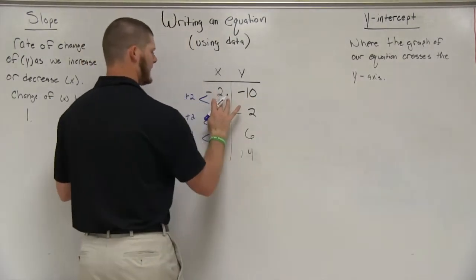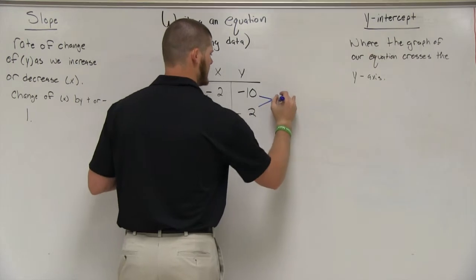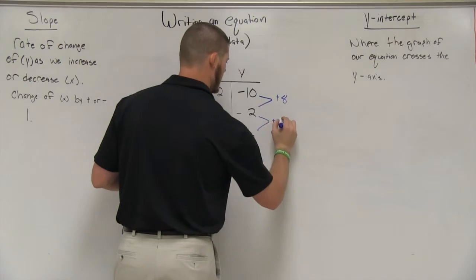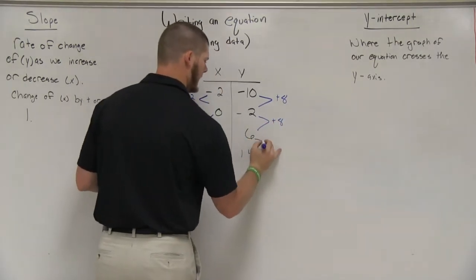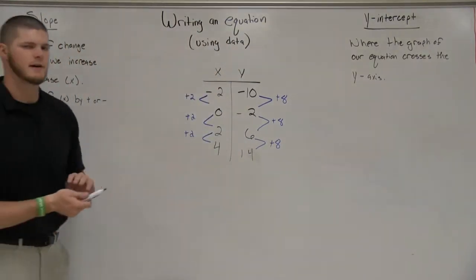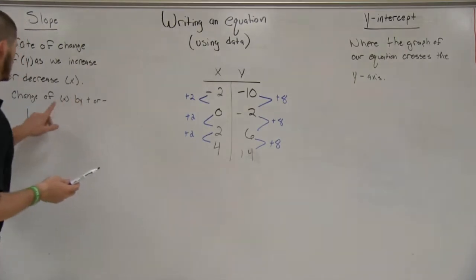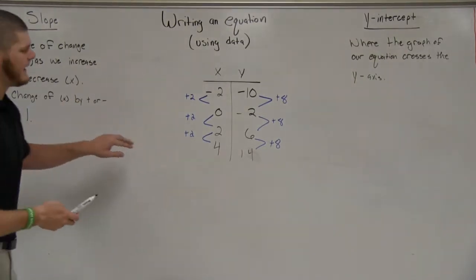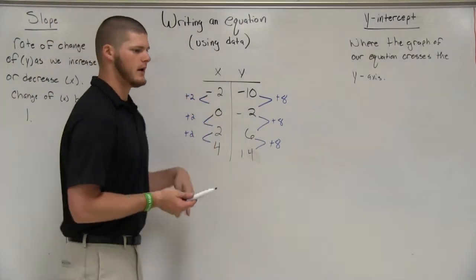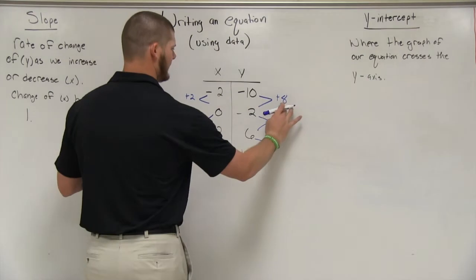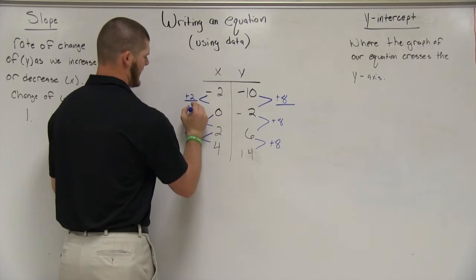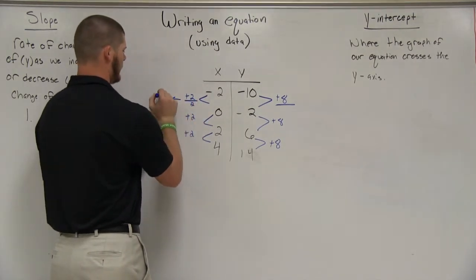As we increase from negative 2 to 0 in x, our y increases by 8. Again, from 0 to 2, our y increases by 8. And from 2 to 4, our y increases by 8. So we do have a steady increase. Now, if we're looking for how much it goes up by 1, and we know how much it goes up by 2, we should be able to find out by dividing each of these by 2, correct? Because 2 divided by 2 would give me an increase of 1.